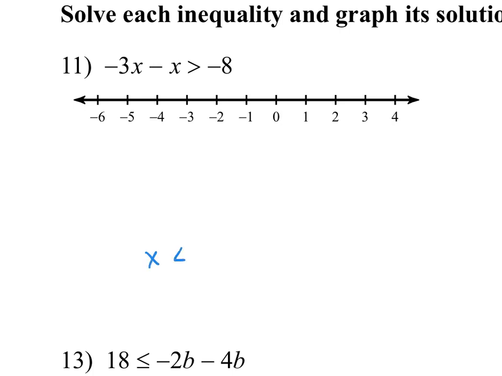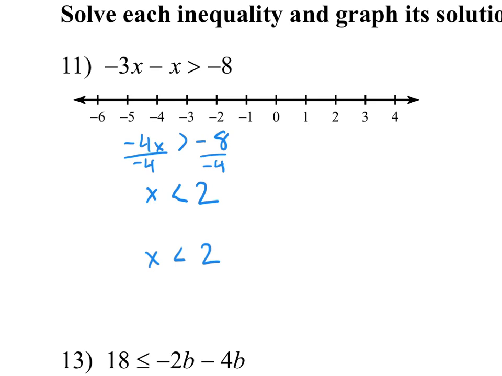X is less than 2. So let's see. We combine our x's, so we get negative 4x is greater than negative 8. We divide by negative 4. What happens when we divide by a negative? The sign switches. We flip the sign. Perfect. And then negative 8 divided by negative 4 is positive 2. Awesome. So we get x is less than 2.